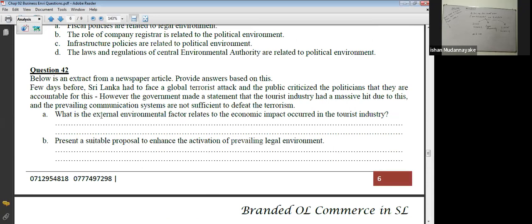For question number 42, part A, we will take it as the economic environment, since there is a massive impact on the tourist industry. We will take the closest answer as economic environment. Sometimes the examiner will provide marks for political environment as well, but there is a massive impact on the tourist industry, so we will take it as economic environment.